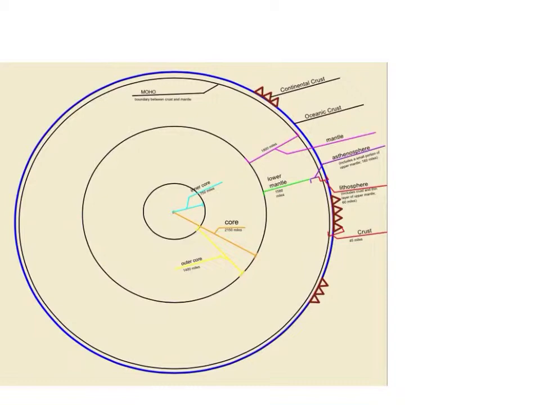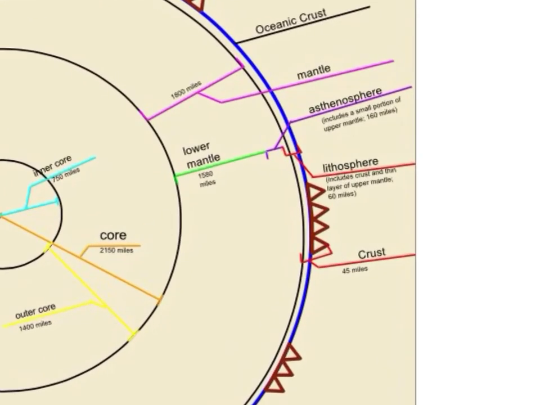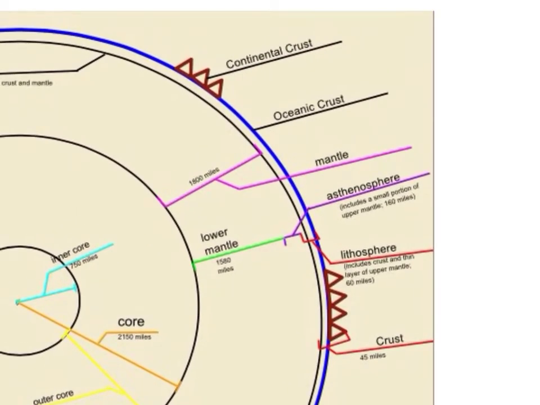And then the crust itself, and actually we're going to talk about specifically how there's oceanic crust and continental crust. But the crust and then just a few miles of the upper mantle make up what's called the lithosphere. And the lithosphere is actually what makes up the plates of our planet.